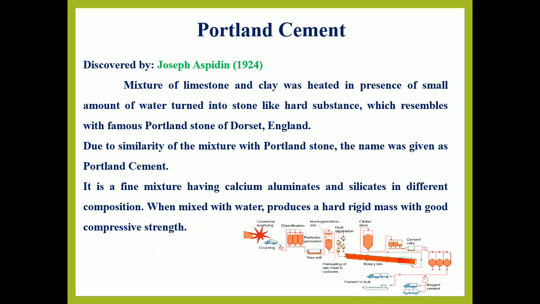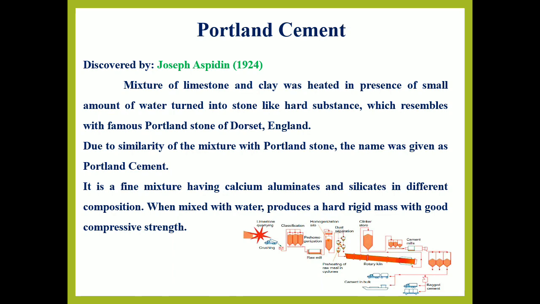Now coming to Portland cement, it was discovered in 1924 by Joseph Aspdin. He found that when he mixed limestone and clay in the presence of a small amount of water and heated the mixture, it turned into a stone-like substance, which resembles in appearance the famous Portland stone, which is found in England. So its name is given as Portland cement due to its appearance with Portland stone.